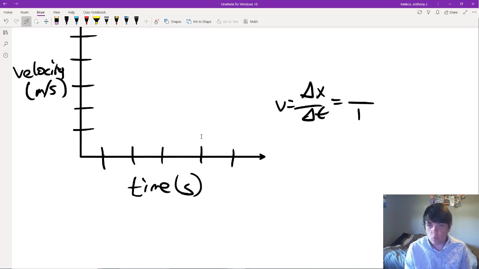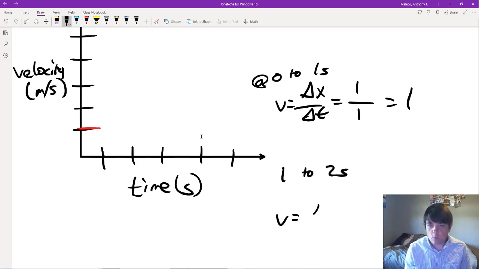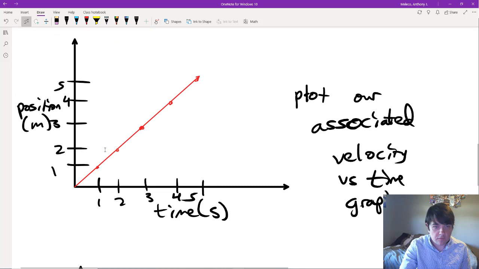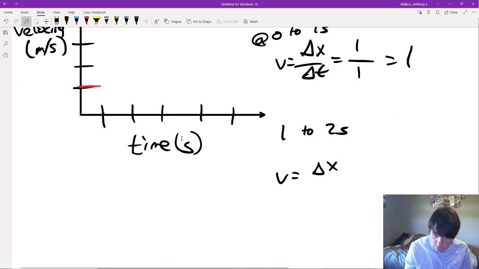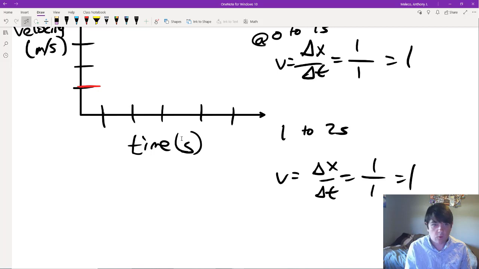So we would go across and write this, just a flat line. We can do it again for velocity. That was 0 to 1 second. Now for 1 to 2 seconds, we go up another 1, and then over another 1. So our rise over run, which is our change in position over change in time, will be another 1 over 1, which is 1.